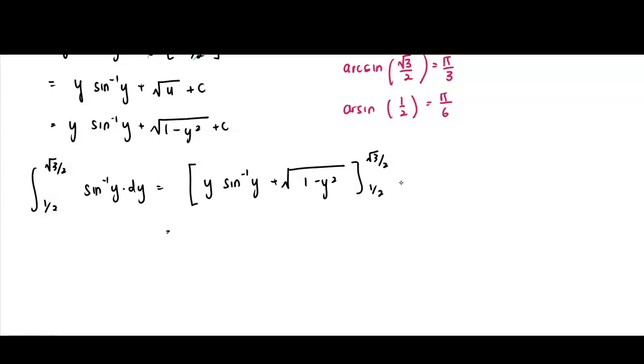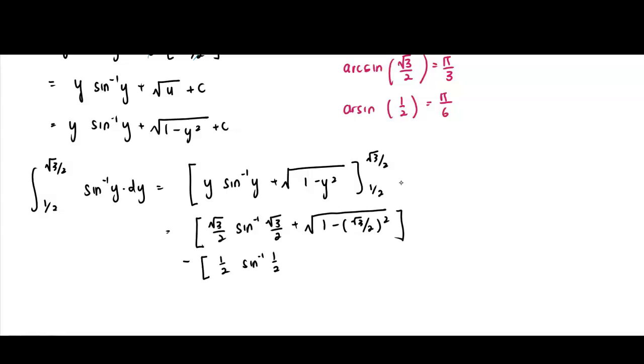Now when you put it in, it's going to become root 3 over 2 arcsin root 3 over 2 plus the square root of 1 minus root 3 over 2 squared. This is the first limit. The lower limit would be half arcsin half plus the square root of 1 minus half squared.